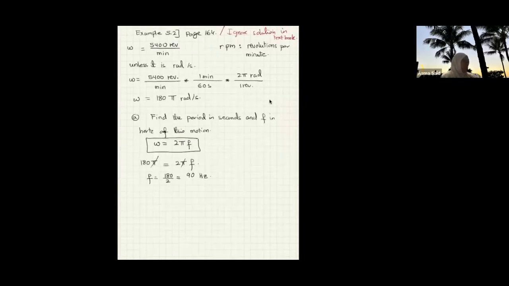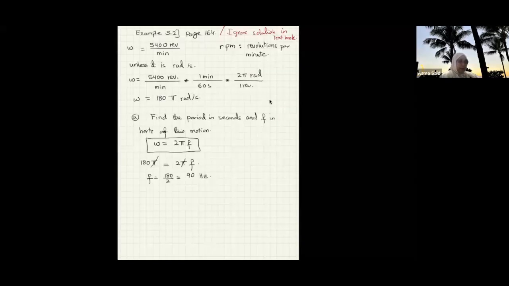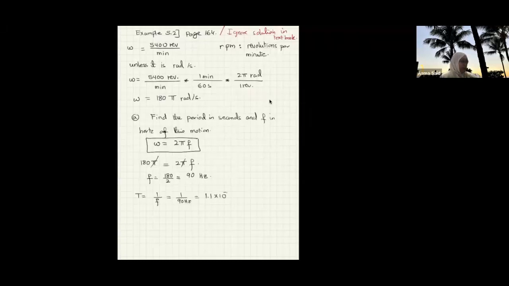They did something similar in another way, but I don't like it when they say 5,400 revolutions per minute is the frequency. It's not. Then this is really part A, and here I calculated the frequency. I can calculate T as 1 over f, so it's going to be 1 over 90 hertz. That is going to be 1 divided by 90, which is 1.1 times 10 to the minus 2.